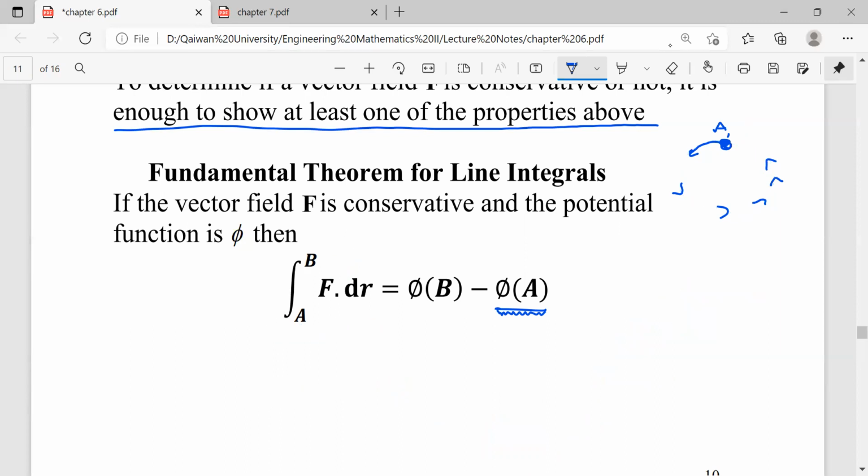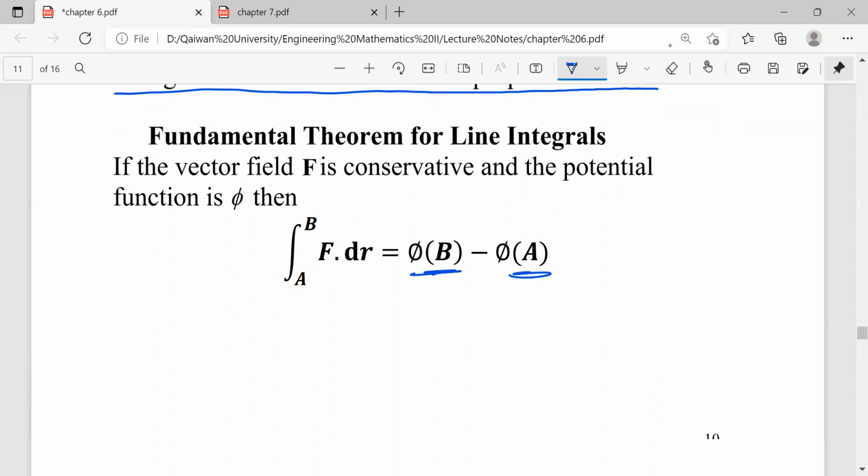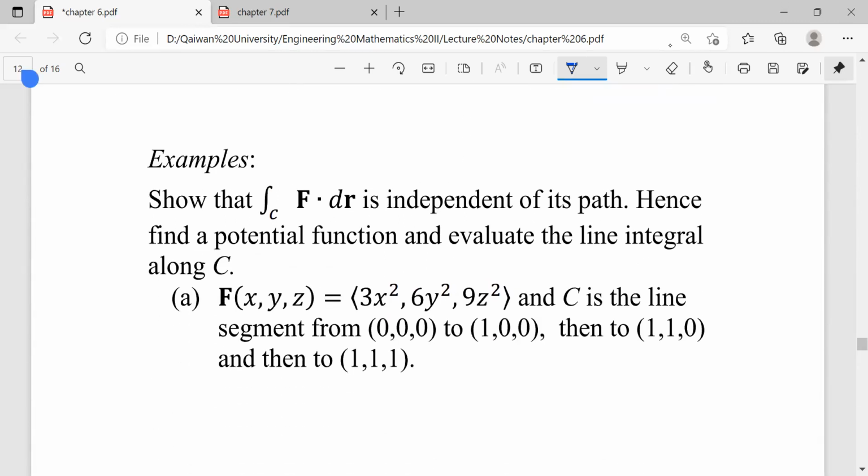Okay. So that's about the properties. Here it's important to find the potential function. If you could find the potential function, that's all. You just need to find the value of the potential function at the destination point, then minus the value of the potential function at the initial point. This is the destination point and this is the initial point. Here we have an example.